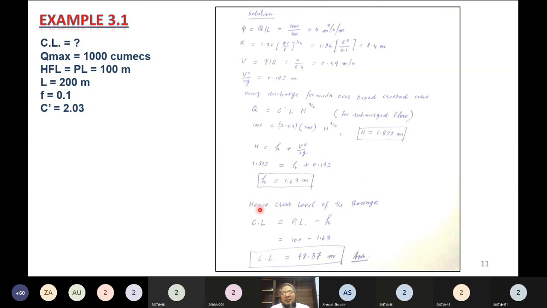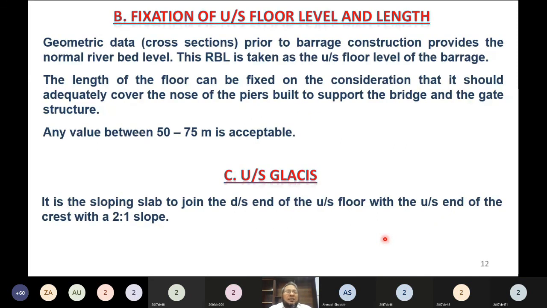Now the crest level should be equal to the pond level minus h. The pond level given was 100 and this is 1.63. So the crest level is 98.37 meter. This is how we can solve this problem of fixing the crest level of the weir of the barrage. Is that okay?